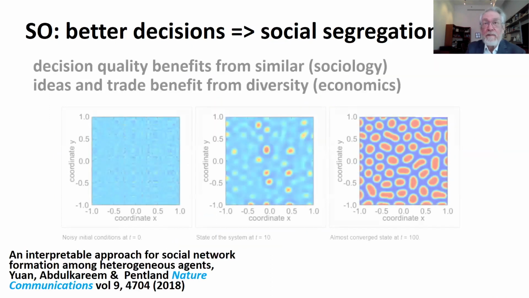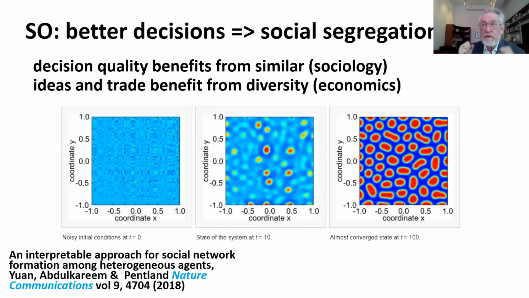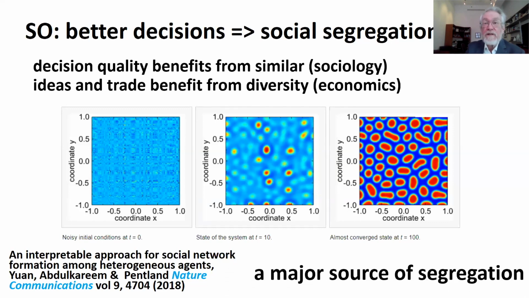And in the mathematical biology literature, this is known as a reaction diffusion equation. And what it does is it breaks a population, a network, into small globules of similar people, even if it started off very mixed. So this is why you see some of the classic models of segregation, why not just that it happens, but what are the driving forces? It's this decision quality benefits from similar people versus the ideas and trade benefit that comes from diversity. So trading those off requires a non-homogeneous structure. And that's the math behind the things that we observe, which is segregation.